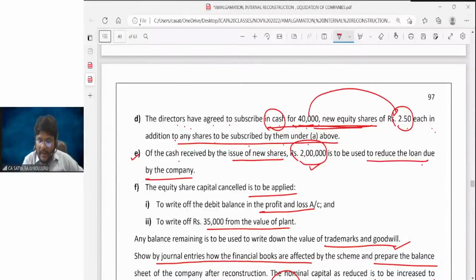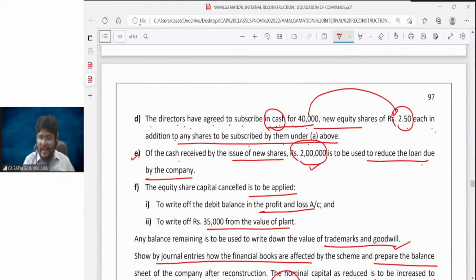For example, here comma is not available. If you read, the directors have agreed to subscribe in cash for 40,000, you may read. Earlier, I didn't see the comma. Janesh, you confused me again. Okay, whatever I made previously was correct. Am I right? 1 lakh is only correct. Please, all of you, let me put certain thumbnails. 1 lakh is only correct, right?